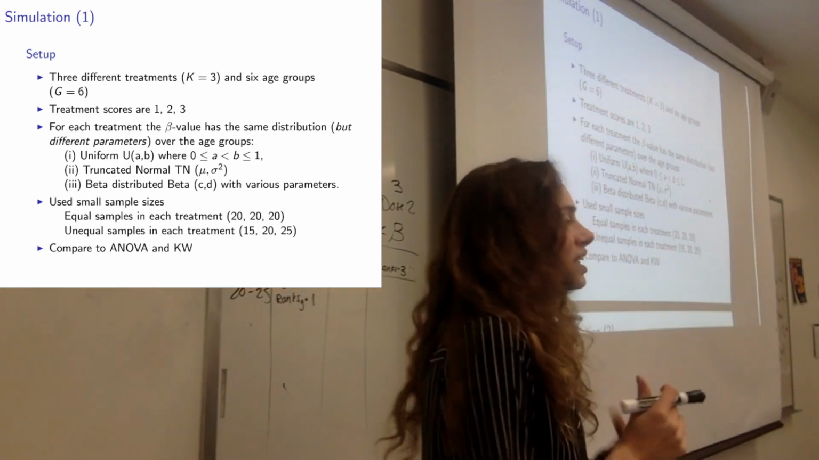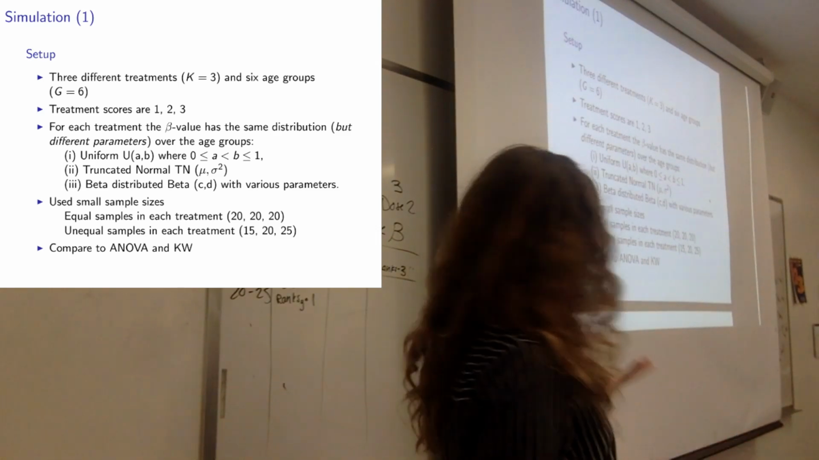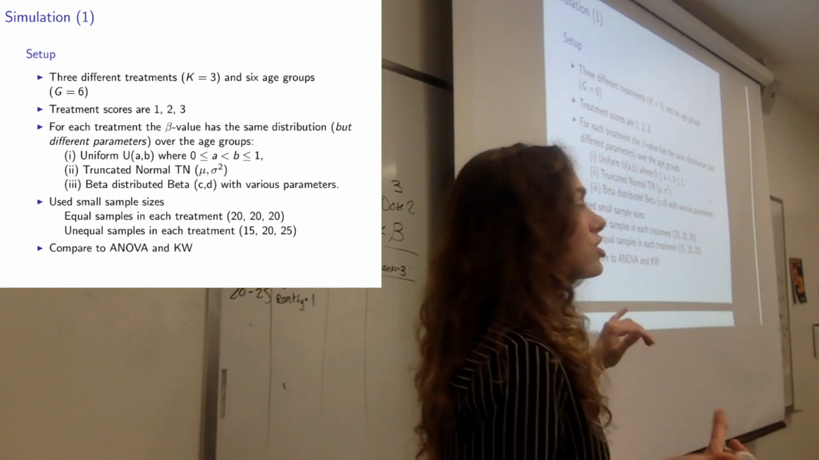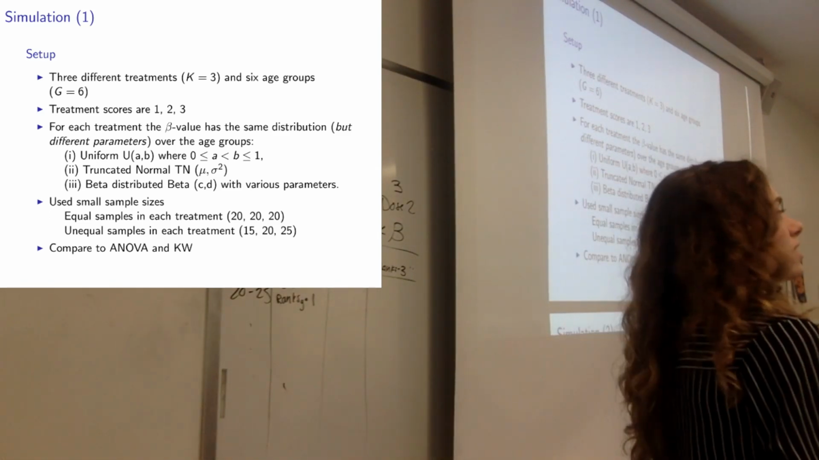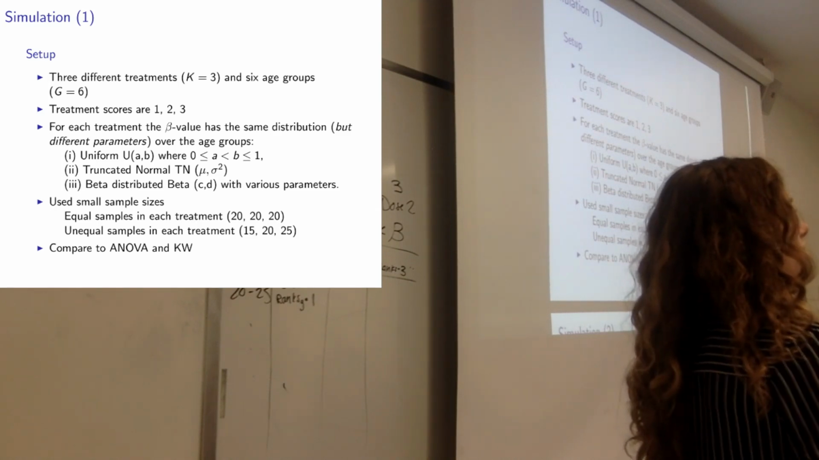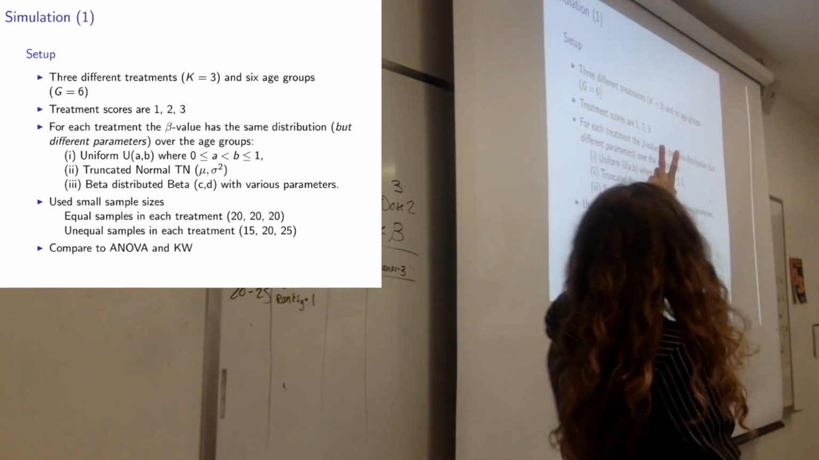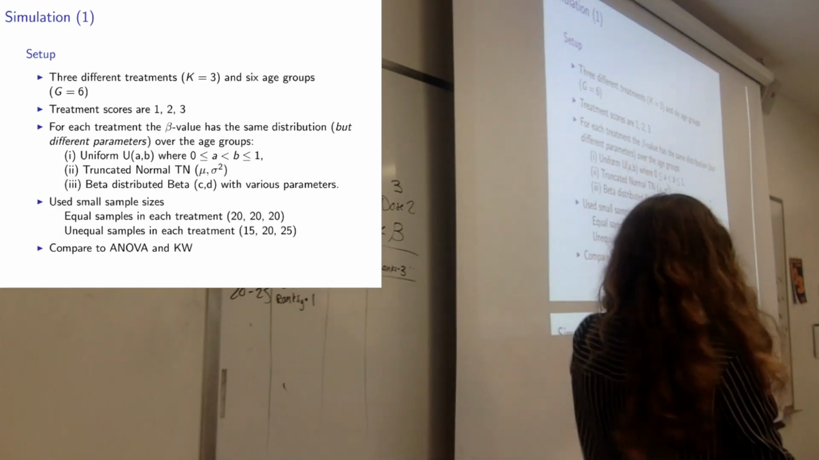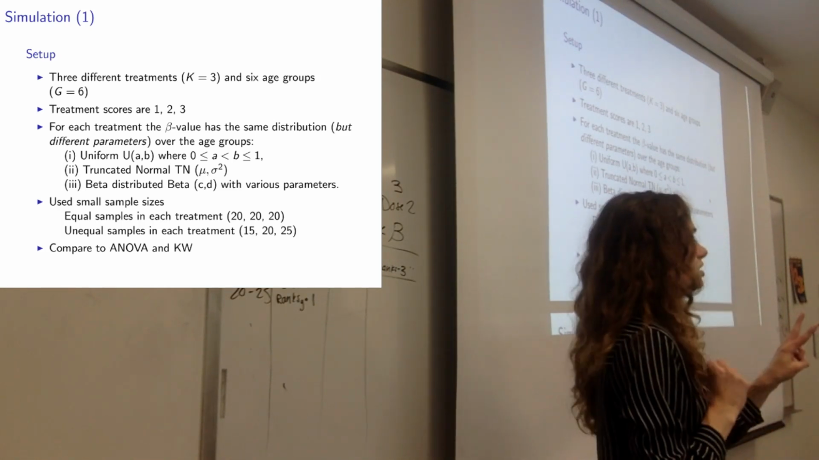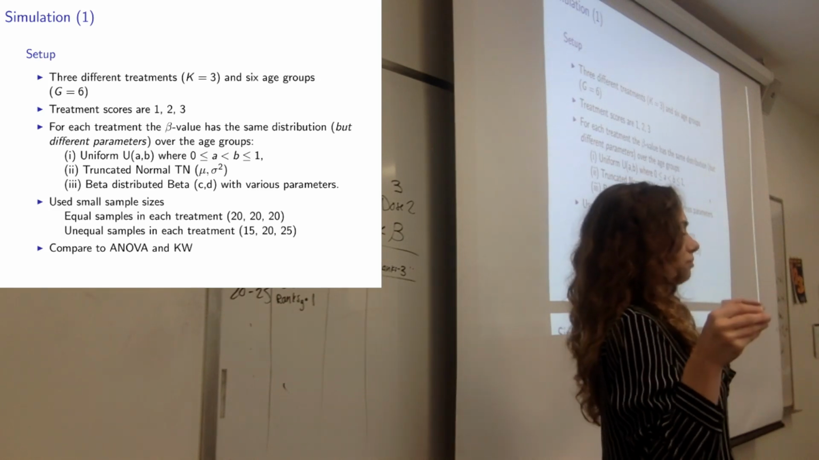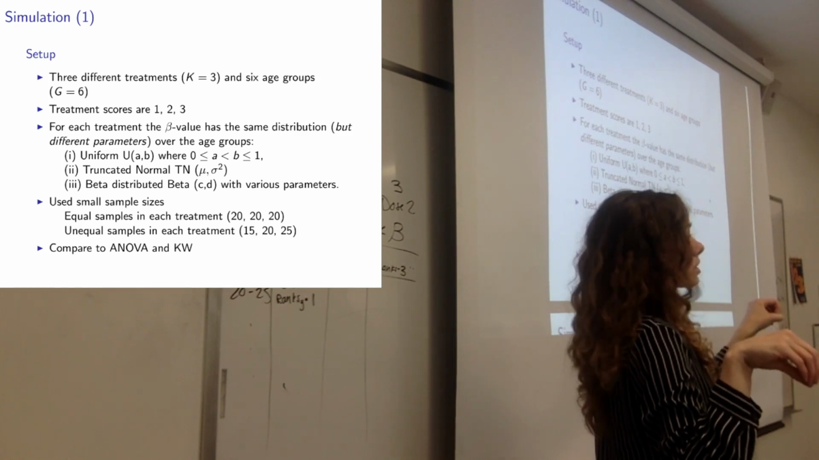Okay, so now we're going to move into how they actually assessed this method. So we're going to go into their simulation. They simulated data. They used 3 different treatments because the ovarian cancer data also had 3 different treatments and 6 different age groups. So they're going to simulate with 3 different treatments, 6 different age groups. They're going to just score them 1, 2, 3. And what they're going to be doing, you'll see this later, is reversing and changing the score order to show you that it performs poorly if you don't know the score ahead of time.